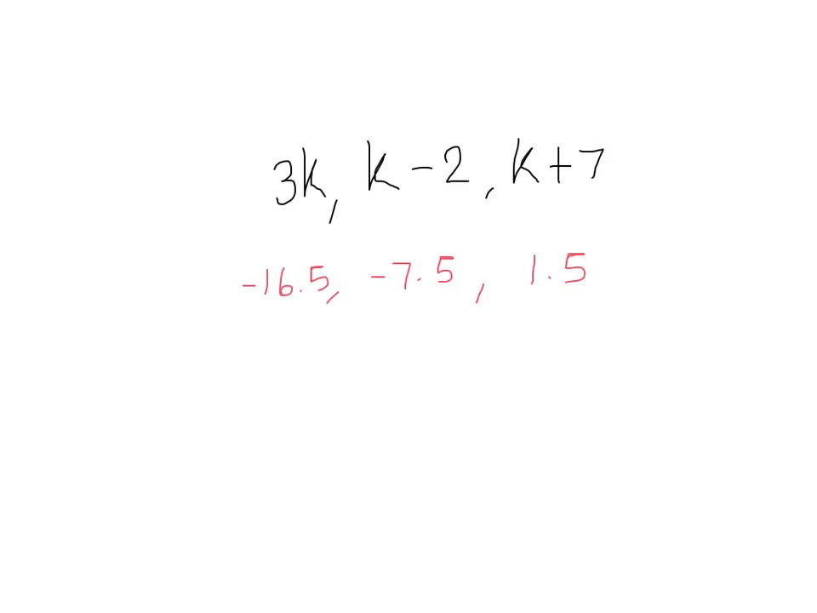And just to be sure, I like to do a quick check. So I plugged in my negative 11 over 2 into k, and I found that the first term would have been negative 16.5, the second term would have been negative 7.5, and the third would have been 1.5, which makes wonderful sense because now we have 3 terms with a common difference of 9, and that does make our sequence arithmetic, so I'm satisfied.